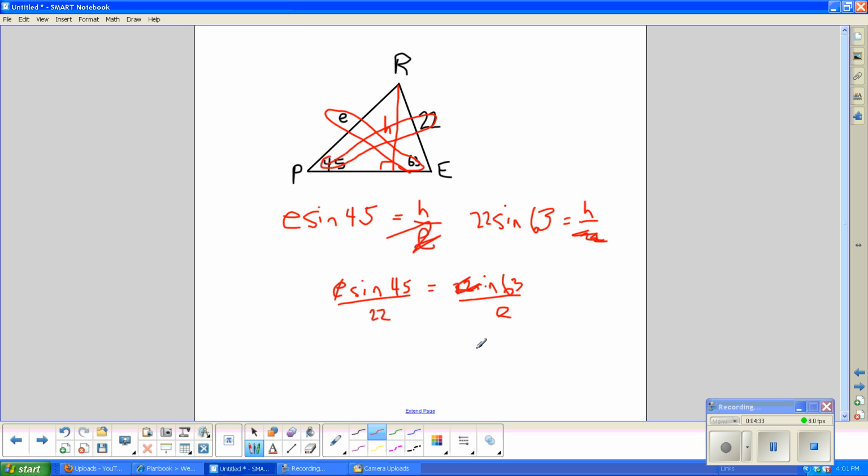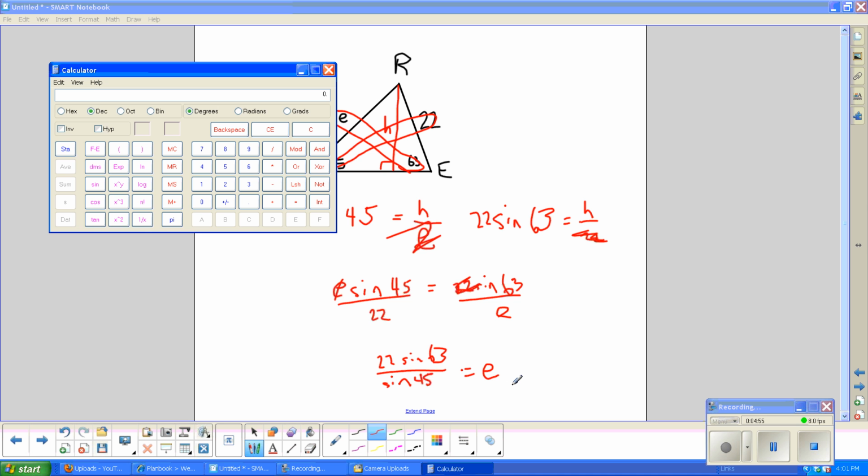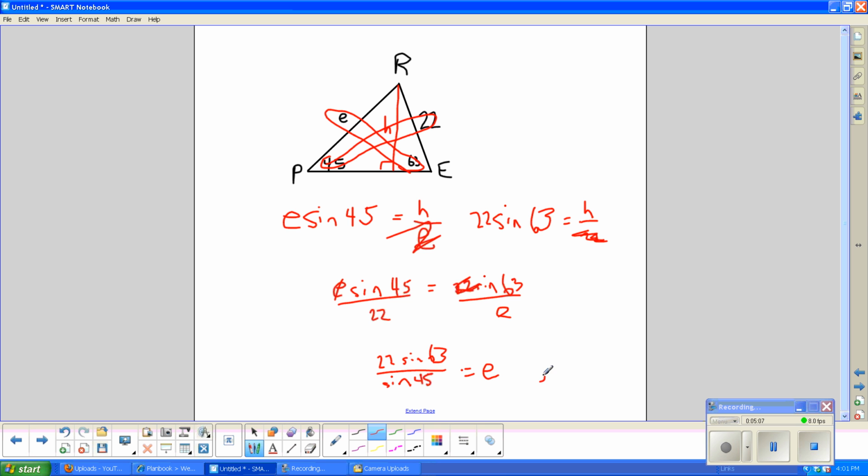Again, we now cross multiply and divide. I can get 22 sine 63 divided by sine 45 equals e. I can call up my calculator here and type that in here. 22 times sine 63 is 19.6, divided by 0.7. We get 27.7 for e.